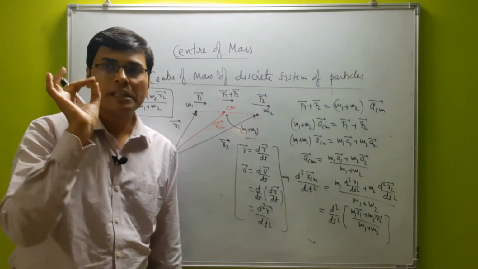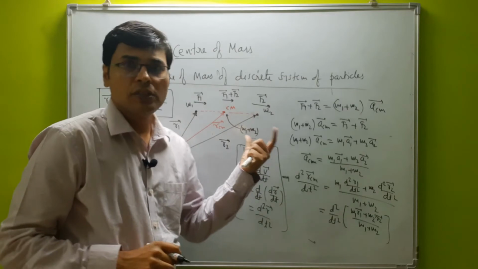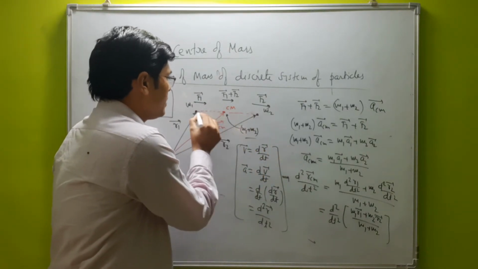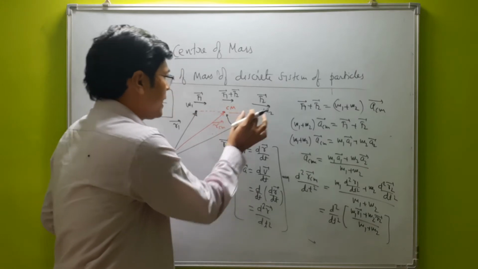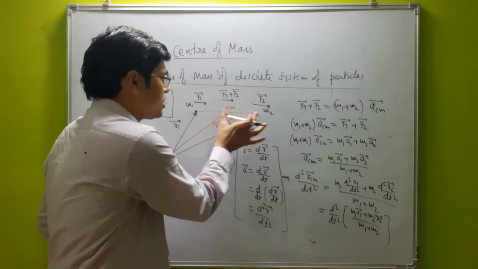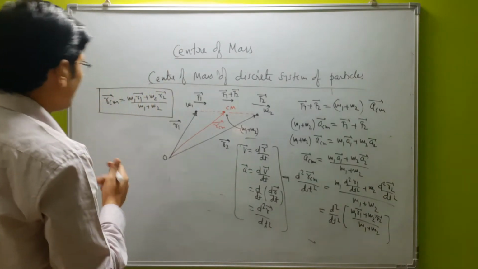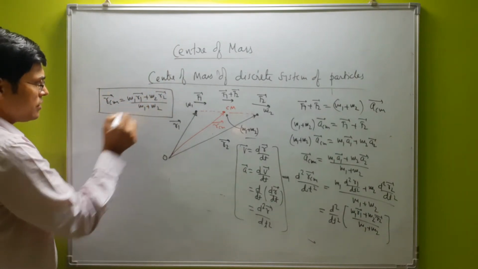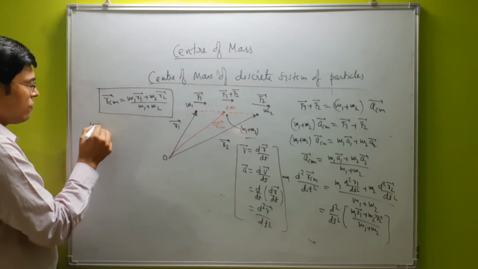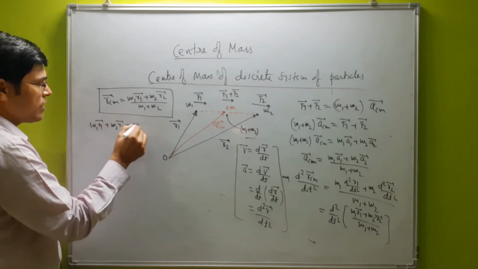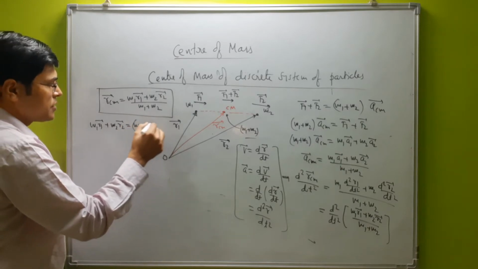Now there is one interesting thing. For two particles, the center of mass will definitely be lying on the line joining these two particles. Why? We can actually prove it. How? If we arrange this equation like this, m1 r1 plus m2 r2 equals m1 plus m2 times RCM, right?